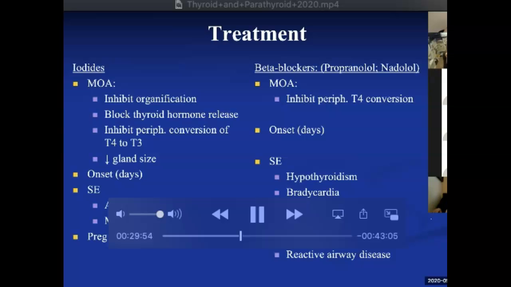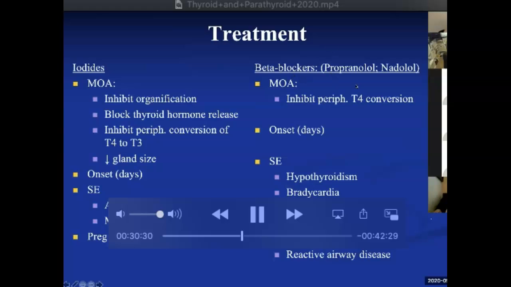There's the iodides. I see this not used very often. It inhibits the organification of the thyroid, blocks the thyroid hormone release, and inhibits the peripheral conversion of T4 to T3, and might actually decrease the thyroid gland size. It's contraindicated completely in pregnancy. People can have allergic reactions to it, so be careful, and it can cause a metallic taste in the mouth. Again, I don't see this used as often.